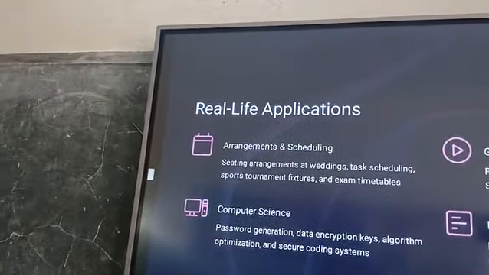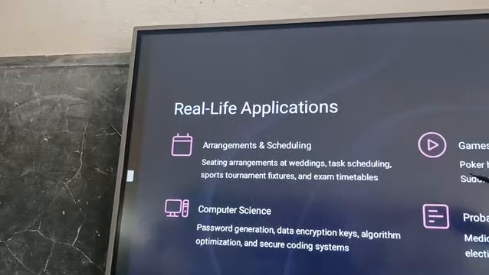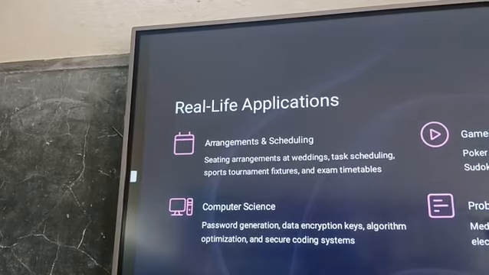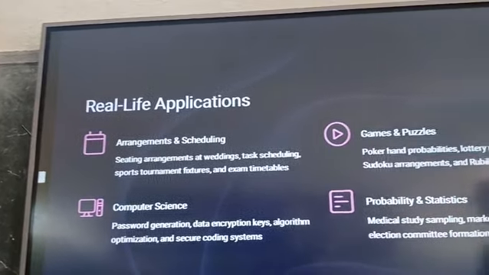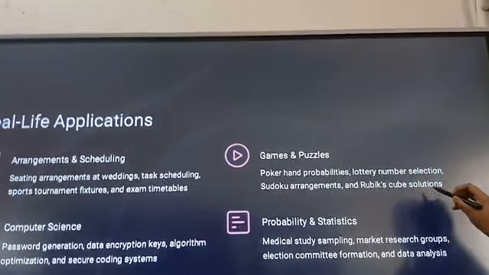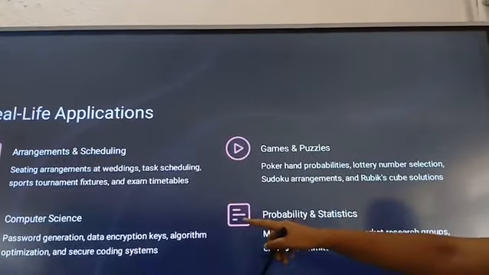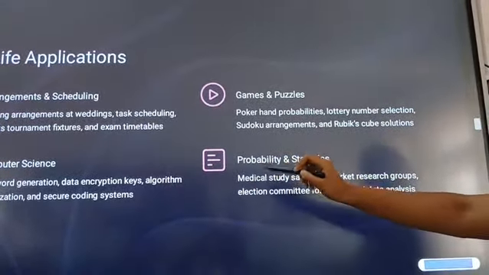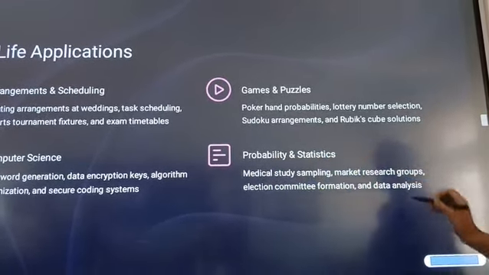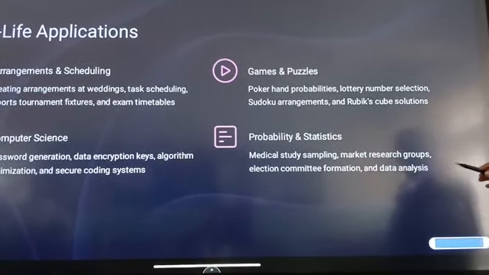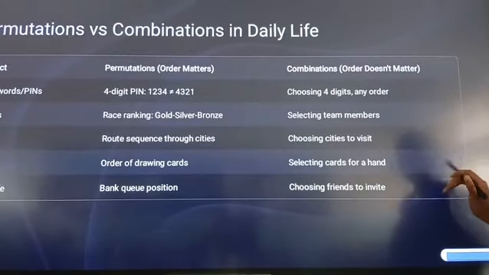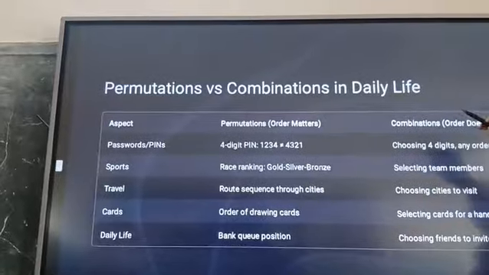Next are real life applications. Arrangements and scheduling: seating arrangements at weddings, car scheduling, sports tournament fixtures, and exam timetables. Also in games and puzzles, where poker hand probabilities, lottery number selections, Sudoku arrangements, and Rubik's Cube solutions. Also computer science, where password generation, data encryption keys, algorithms, optimization, and secure coding systems. And probability and statistics: medical study sampling, market research groups, election committee formation, and data analysis.